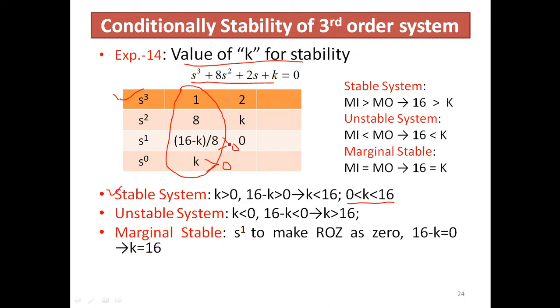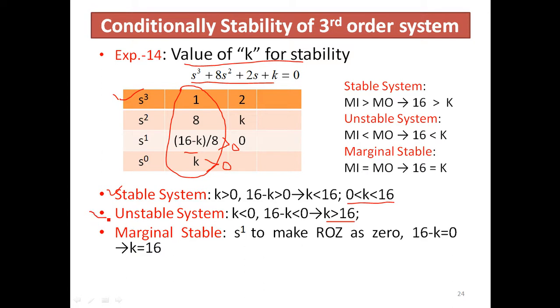If you are interested in the system being unstable, then k should be less than 0, or this factor should be less than 0, which means k would be greater than 16. So the range would be k less than 0 and k greater than 16.